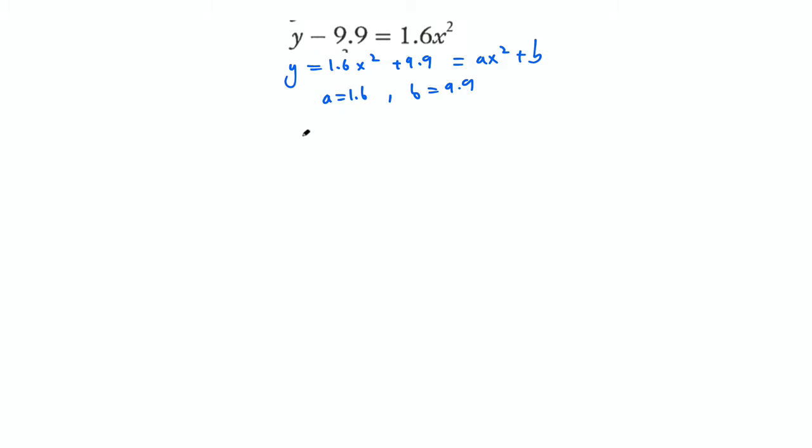Then, since a is positive, the parabola will open upwards, and the vertex is represented by (0, k). Or actually, this has to be k, right? So that means the vertex is at (0, 9.9).